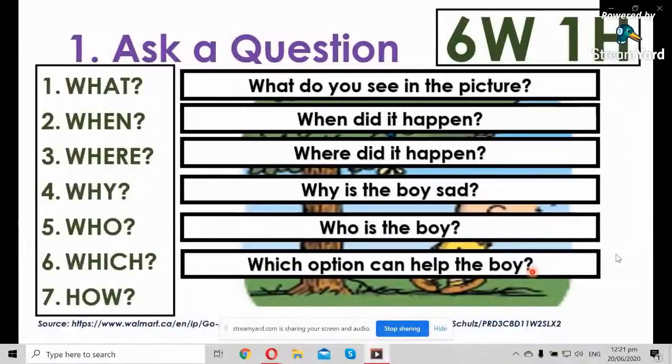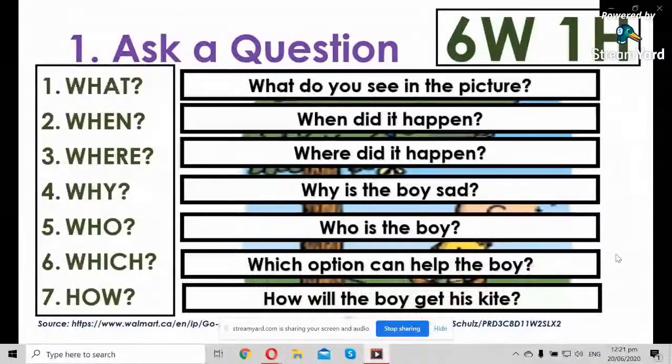Last question is, how will the boy get his kite? That is really an important question. So, if you have the answers to the following questions, then let's proceed to the next page. Let's go.